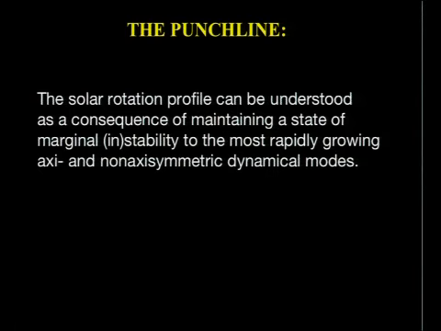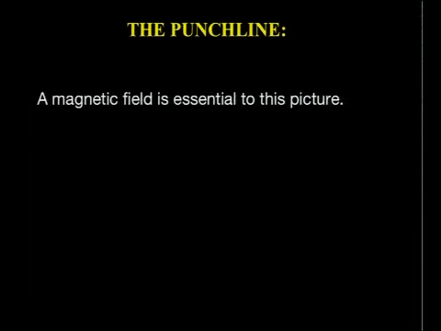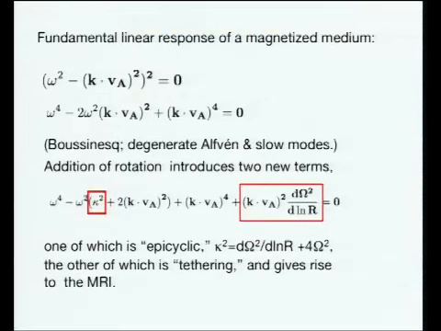So the solar rotation profile can be understood, or at least I'm claiming it can be understood, as a consequence of maintaining a state of marginal stability, I've been calling it marginal stability, but it's really marginal instability, to the most rapidly growing axisymmetric, and we mustn't forget the non-axisymmetric dynamical modes as well. A magnetic field is essential to understanding why this is true.